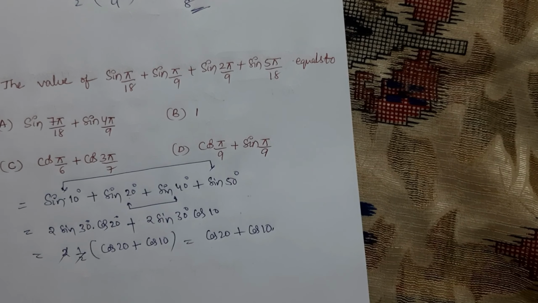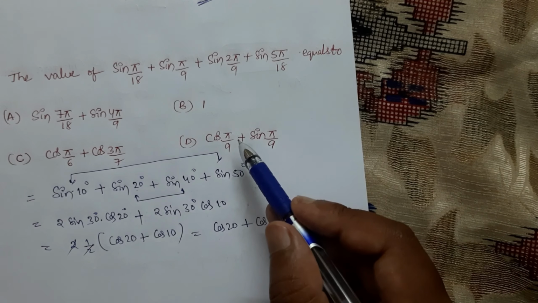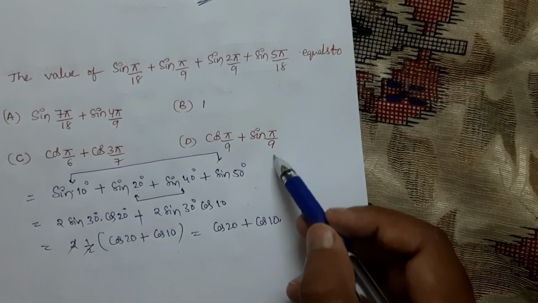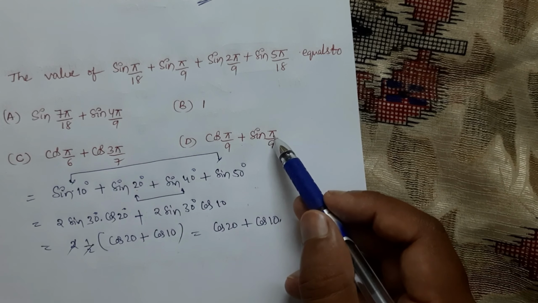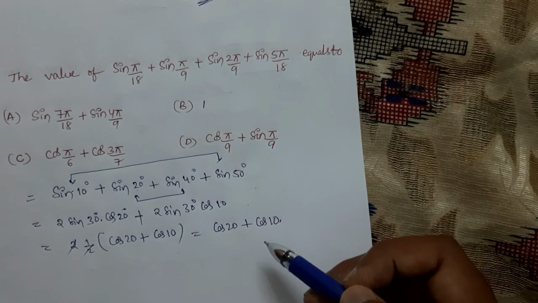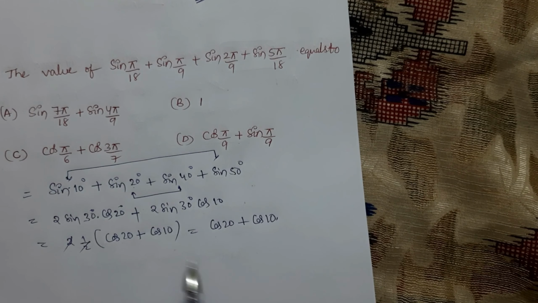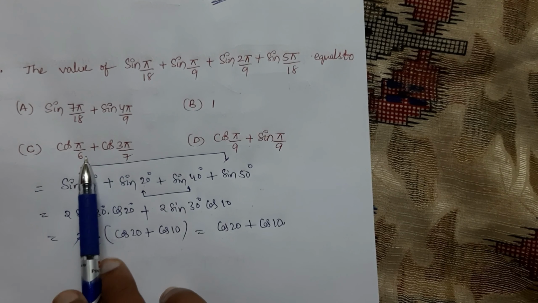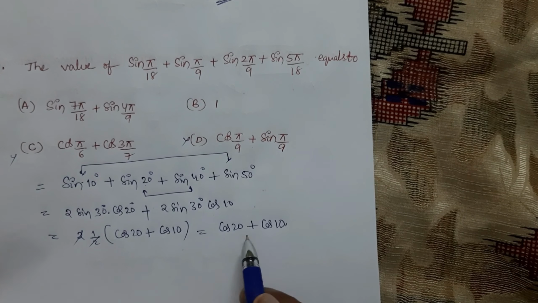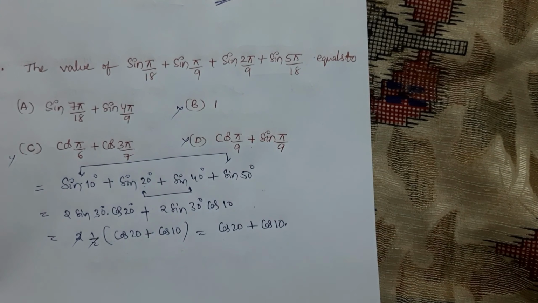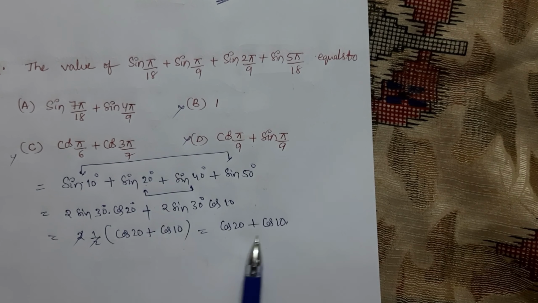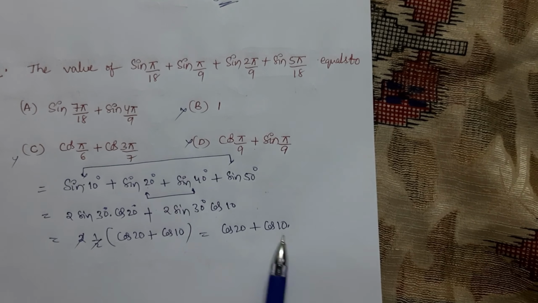Here if you observe, this is cos pi by 9. Pi by 9 is nothing but 20 only, but this is sin pi by 9, which is nothing but sin 20 degrees, but we did not get that. Next one, this is cos pi by 6, cos 30 is not there. So these two are wrong, and again the combination of these two is not equal to 1. Why? Because cos 0 is 1, not 30 degrees, not cos 20 plus cos 10.